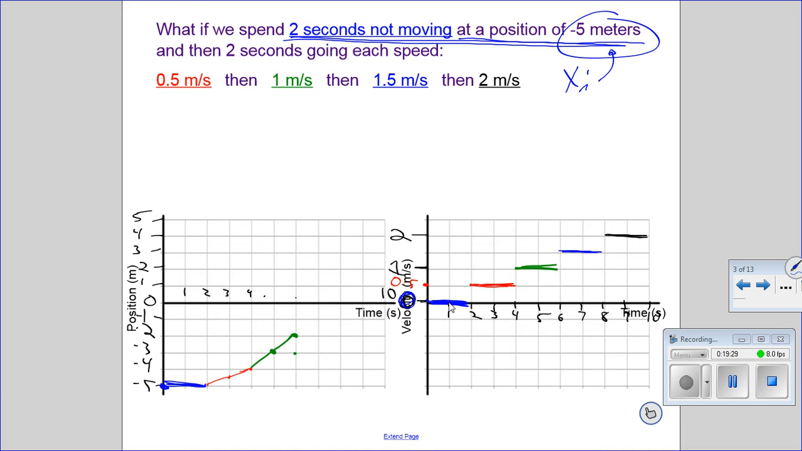All right, so for the next 2 seconds, I'm going to go 1.5 meters. So I'm going to go 1 second, 1.5 meters. 1 second, 1.5 meters. And connect the dots. Oh, that's a fail. 1.5 meters, 1.5 meters. There we go. And then for the last 2 seconds, I'm going to go 2 meters. So 1 second, 2 meters. 1 second, 2 meters. Cool?